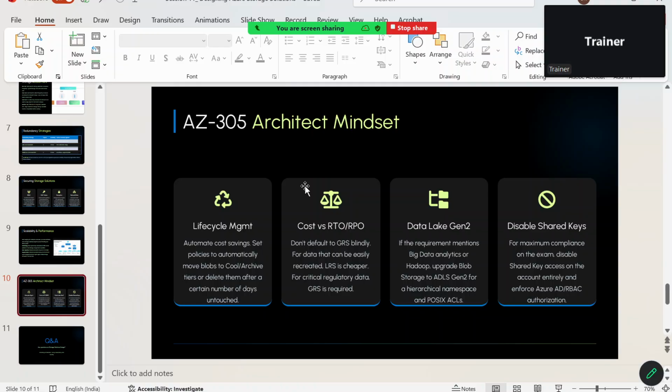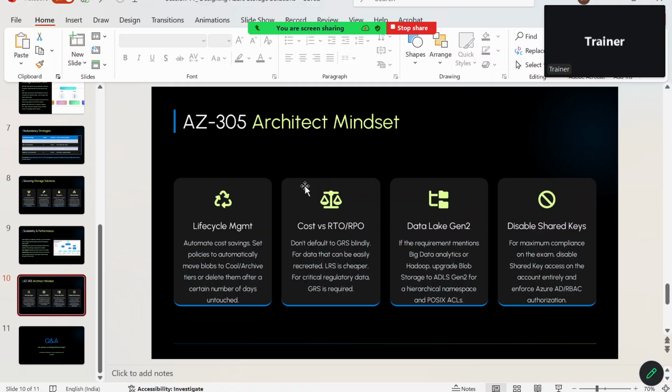Now the third one is premium SSD, which is a high performance option, and it is best for production databases and enterprise applications. And what are the characteristics of the premium SSD? It has low latency, high IOPS, and enterprise performance.